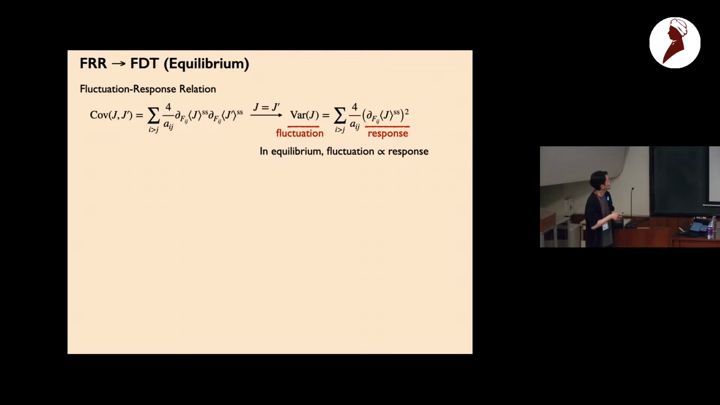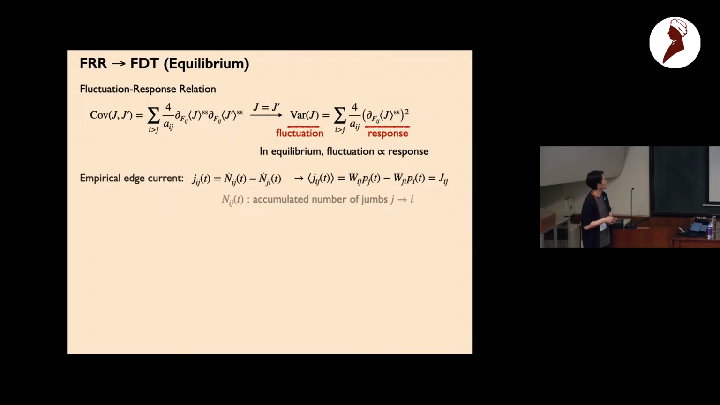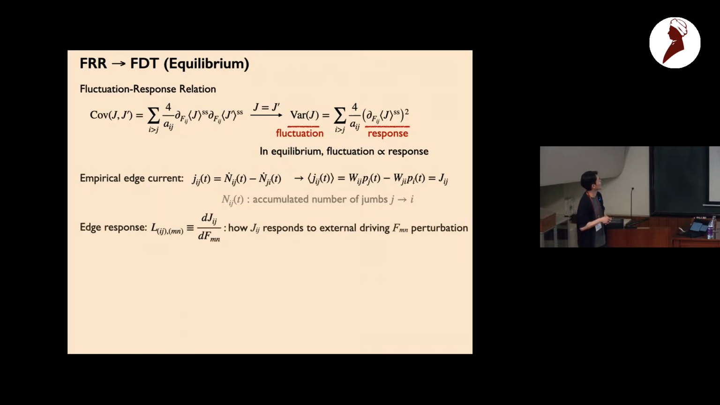However, we can show that this equality reduces to the well-known FDT in the equilibrium limit. So let me briefly show you how to derive this. For doing this, let me first define the empirical edge current, small j_ij. And actually, the mean value of this empirical edge current becomes the well-known capital J_ij. And here, let's define this matrix L. This is a response, actually an edge response. It denotes how J_ij responds to the external driving F and M perturbation. And this is actually the Onsager matrix for the empirical edge current. And the third one is we define this C matrix. The C matrix is the covariance matrix of this empirical edge current.